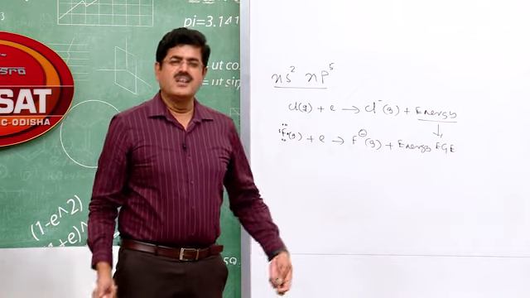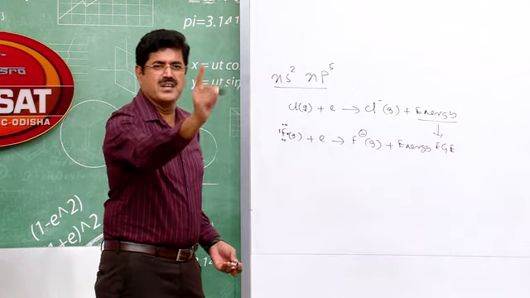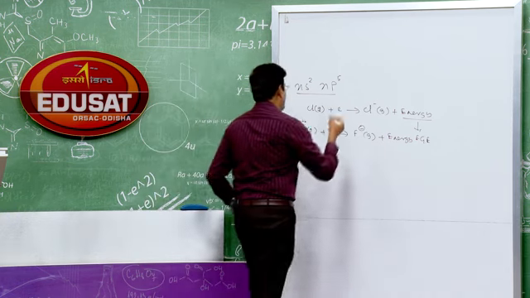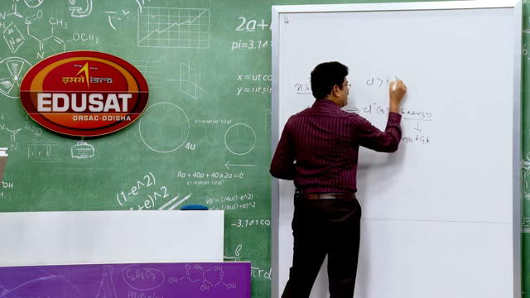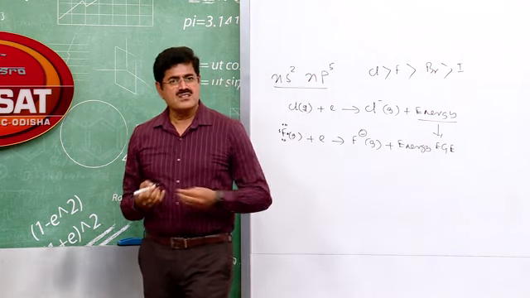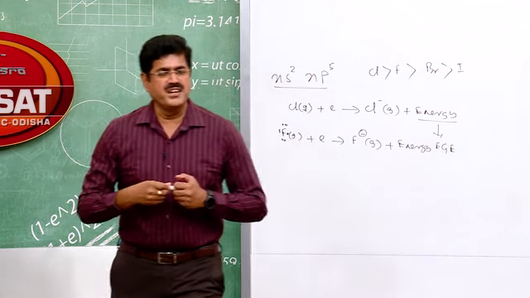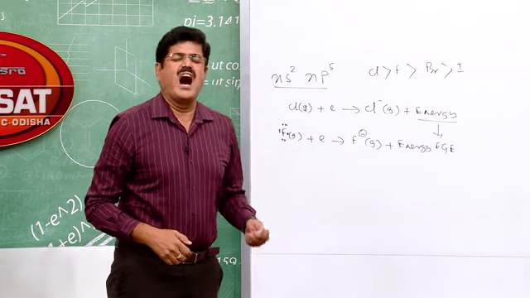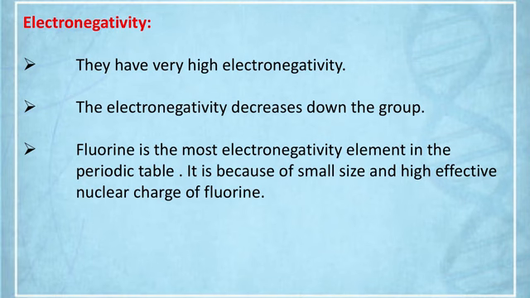Then what is the decreasing order? Chlorine has the highest electron affinity, followed by fluorine, followed by bromine, followed by iodine. This is the decreasing order of electron affinity. Cl greater than F, greater than Br, greater than I. This is the electron gain enthalpy order or electron affinity order. And in fact, chlorine is the element with the highest electron affinity in the periodic table. Is that clear? Everything is displayed on the TV screen also. You can have a better understanding if you go through all the wordings displayed on the TV screen. Okay, this is the electron gain enthalpy.